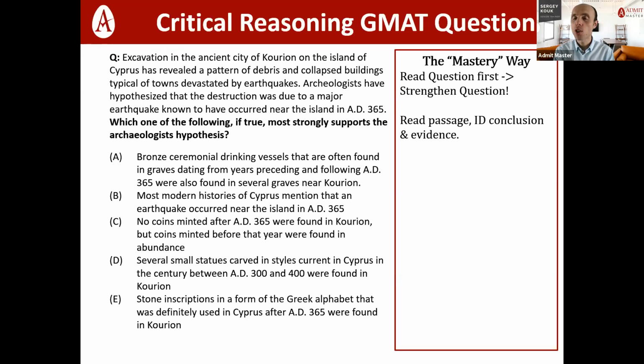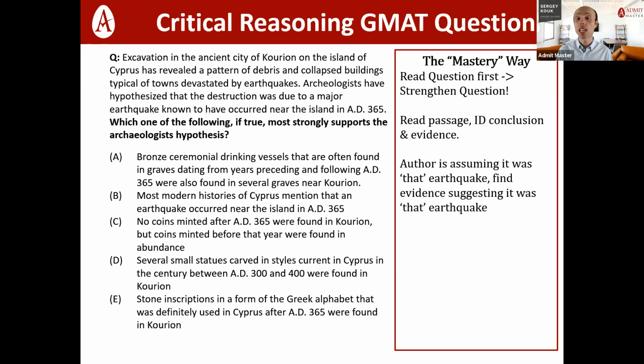And because that's something we're trying to prove, that's not something we know for sure. So we don't really know if the town was destroyed by this earthquake. We do know the town was destroyed by an earthquake. We also do know that there was an earthquake in AD 365. We're just not quite sure what earthquake exactly destroyed the town. So we are going to be looking for some additional evidence that tells us it was this earthquake that destroyed the town, not some other. So by saying that that earthquake destroyed the town, we're actually assuming there was that earthquake. So we're going to work with our assumption here.